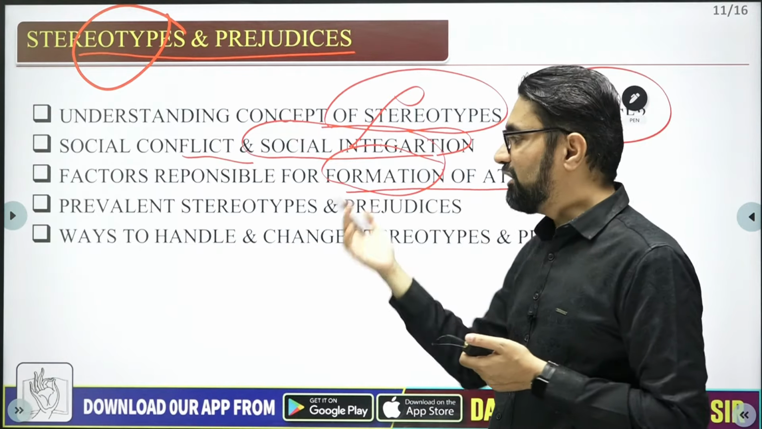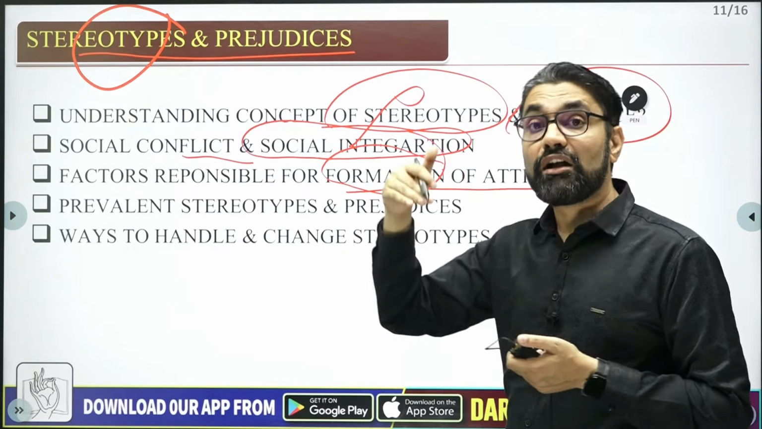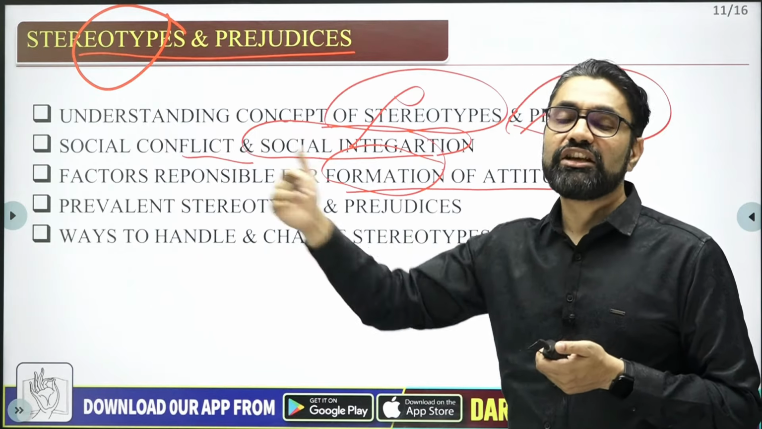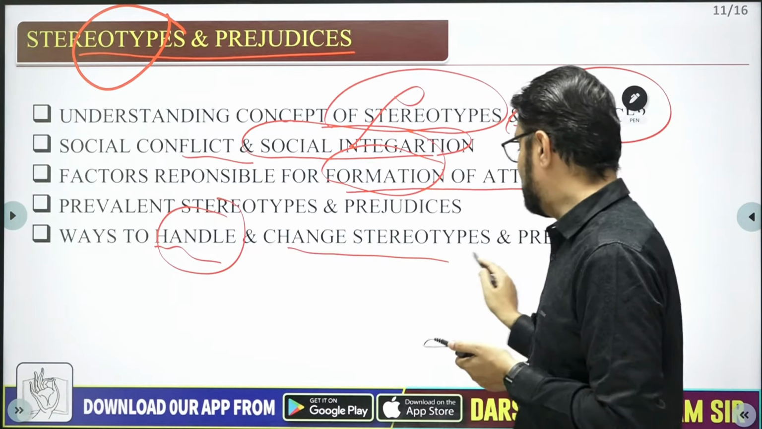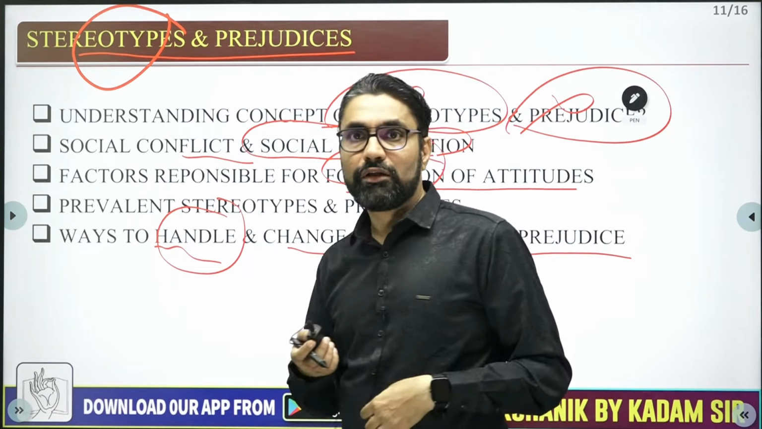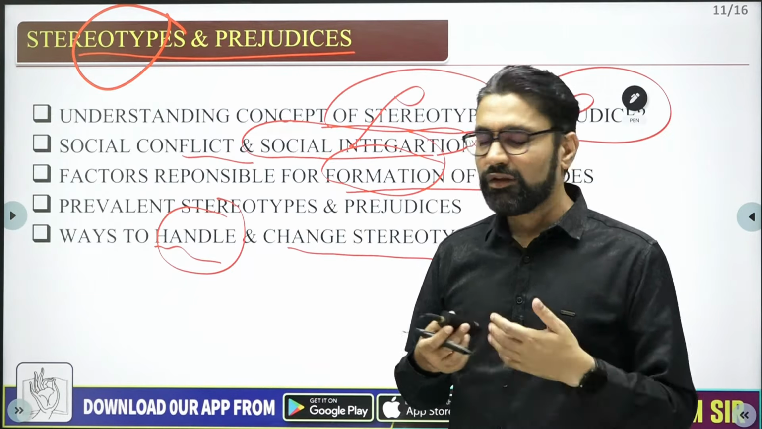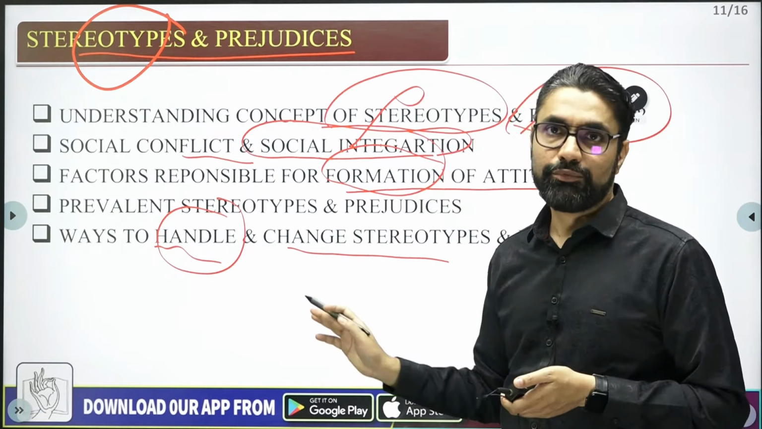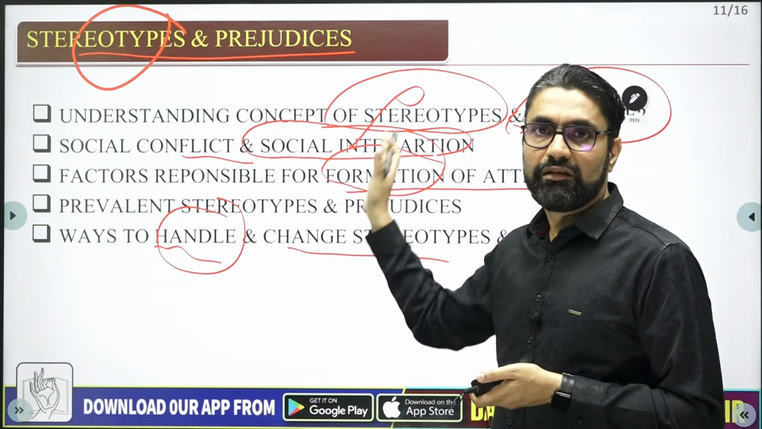And then obviously, once we discuss these theories, next we need to use our understanding of these theories to change our prejudices and change our stereotypes, and then we will discuss ways to handle and change these stereotypes and prejudices. So I will give you 10-12 different theories of stereotype change and prejudice change. We'll discuss this separately, ways to handle and change stereotypes and prejudices. So that also we will cover in depth.